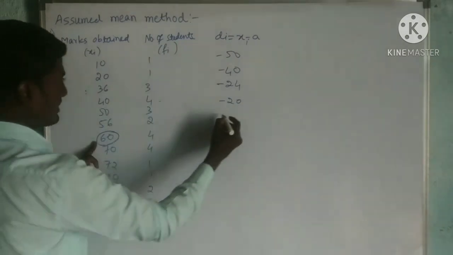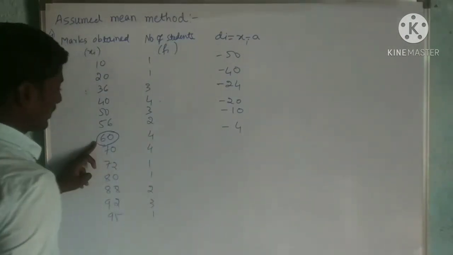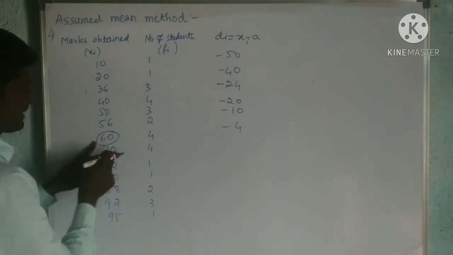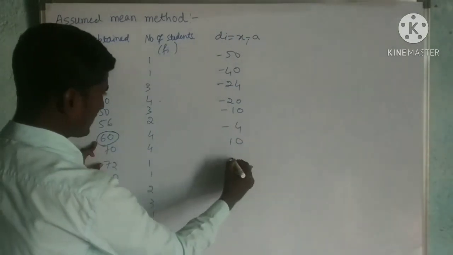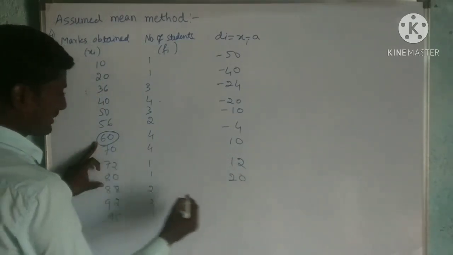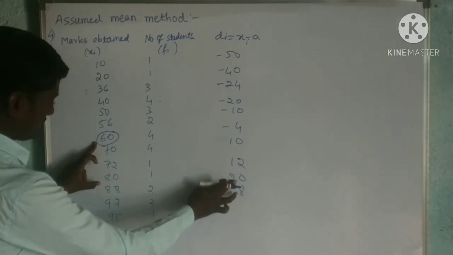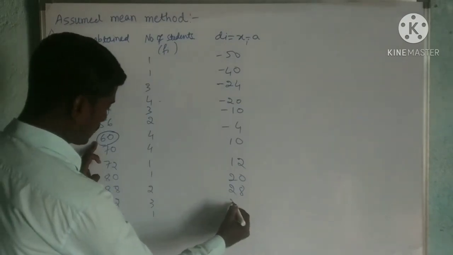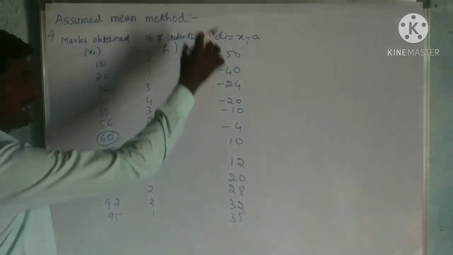41, then 50 minus 60, that is minus 10. 56 minus 60, that is minus 4. Now 70 minus 60 is 10. 72 minus 60 is 12. 80 minus 60, that is 20. 88 minus 60, that is 28. Then 92 minus 60, 32. 95 minus 60, that is 35. This is di.